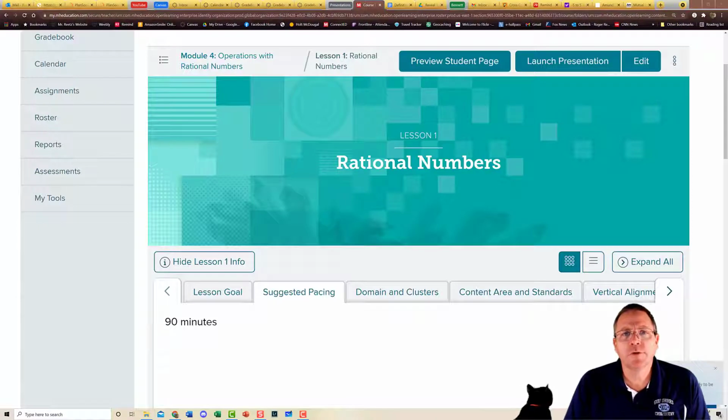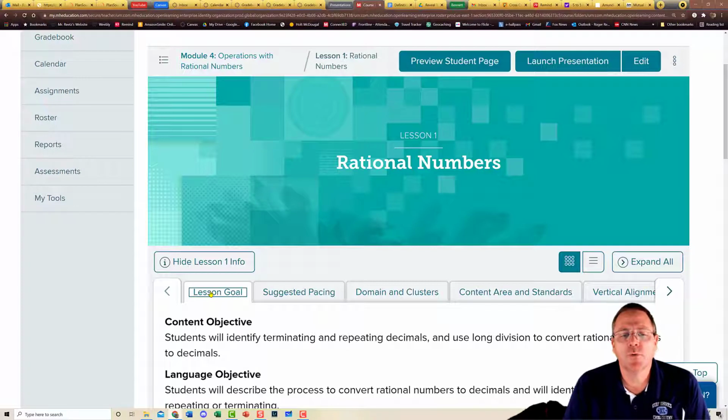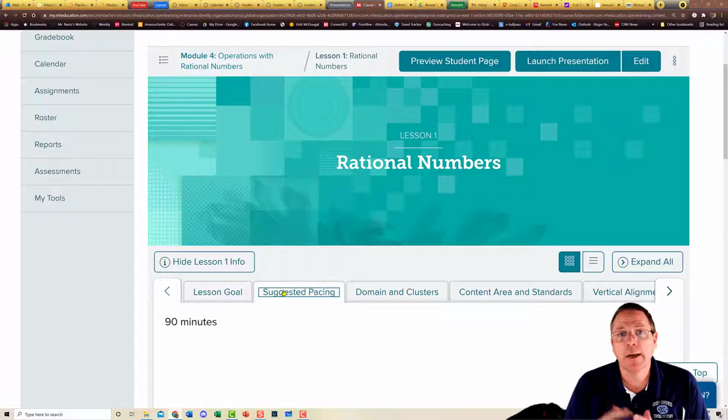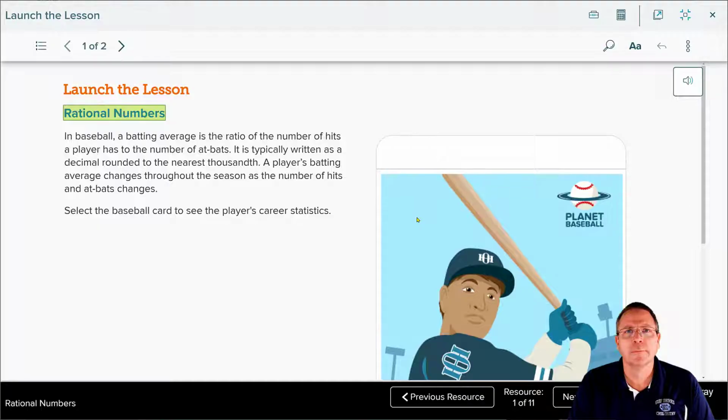Chapter 4, Section 1 deals with rational numbers. Your content objective says students will identify terminating and repeating decimals and use long division to convert rational numbers to decimals. The pacing guide claims this is going to be a 2-day lesson, but these are some pretty simple concepts. We'll see how long it actually takes us.